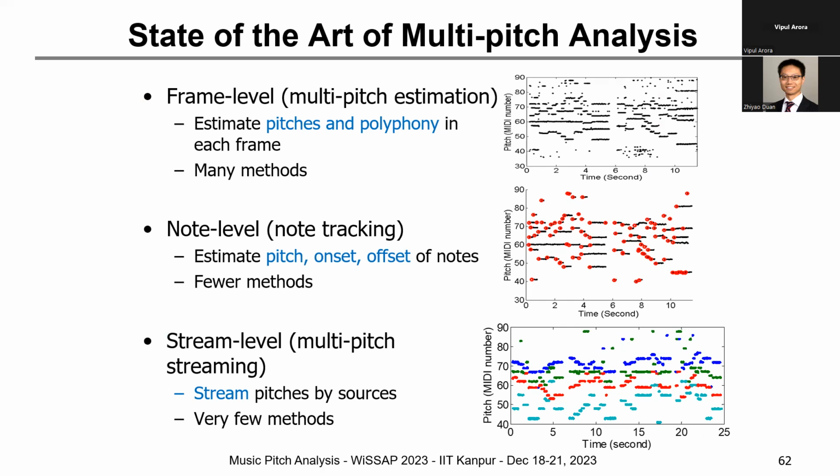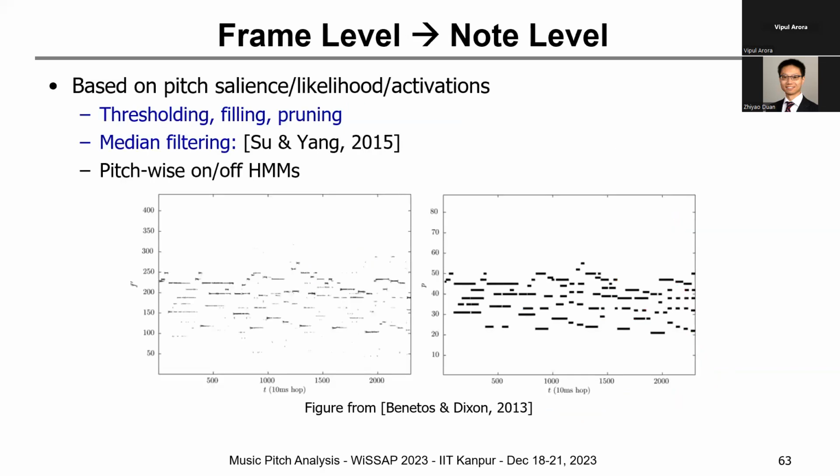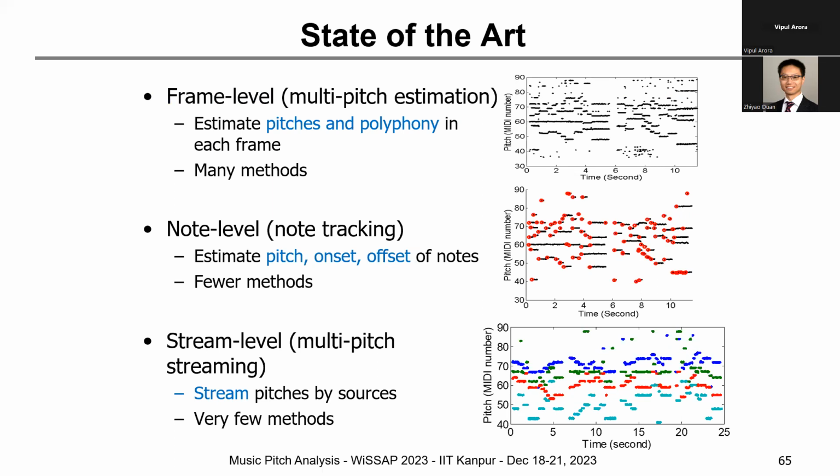Actually, I haven't talked about the second level, right? But I will just briefly mention it. For the second level, we try to detect the notes. One way is to move from the frame level to the note level. In the frame level, we have the frame-level estimates. We can do thresholding, filling some holes, or some pruning to remove outliers to form the notes. Or we can do median filtering at different frequencies to get reliable readings of the notes. We can also use HMMs to model the on and off state transition for each frequency to read the notes. There are many methods. There are also probabilistic methods, but I will skip that.